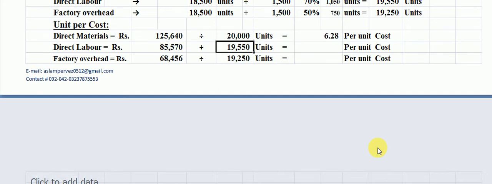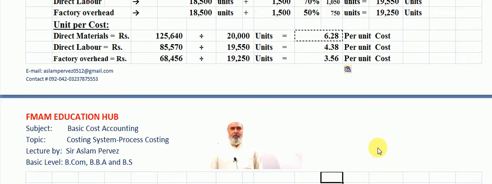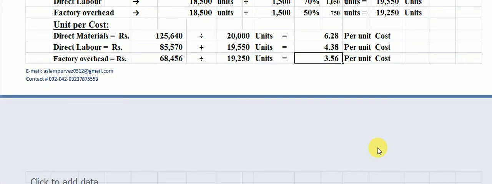So this is the 6.28, the cost per unit against material, and we copy again here. Then we will find out the other cost per unit, like direct labor and factory overhead here. Students, these are the unit per cost.